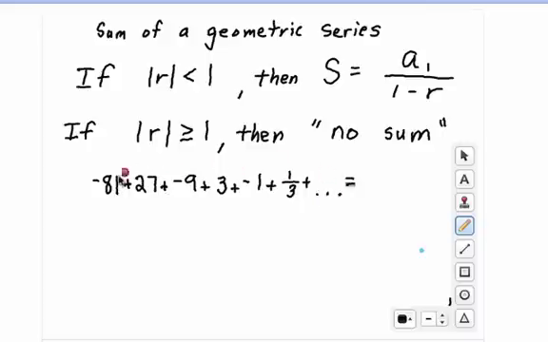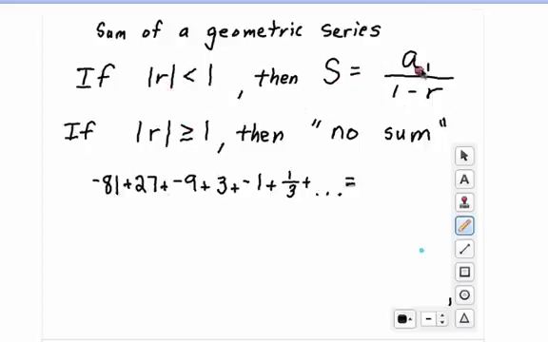So for a sequence of numbers that you're adding together that goes on forever, basically, there is going to be a sum if the absolute value of the R value is less than 1. That basically means R is less than 1 and greater than negative 1. So any of those fractional values, positive or negative, then you use this formula.